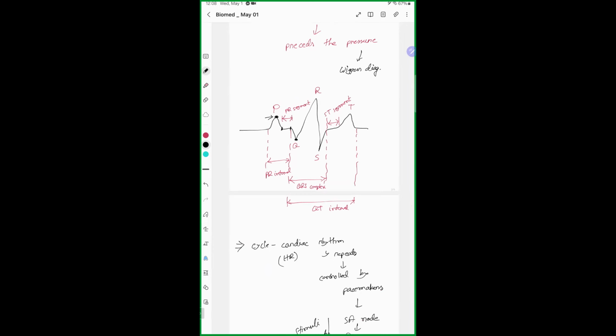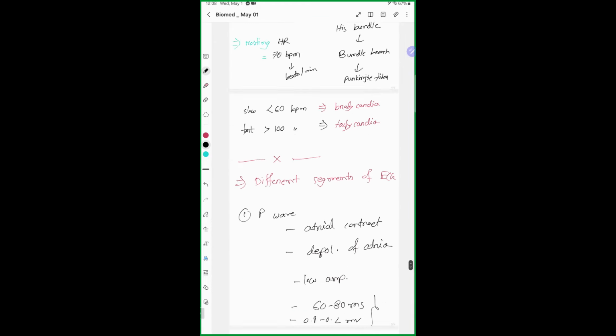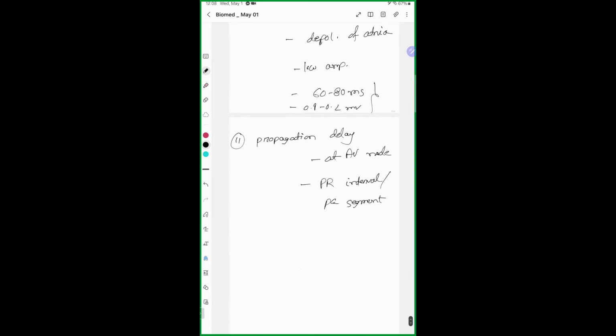Now, this delay is important because if the delay is long, that is related to some abnormalities of the heart. If the delay is small, then also there is some problem. So that's why you have to understand every part of the ECG. The PR interval and the PQ segment have a certain range. The PR interval is around 120 milliseconds. The PQ segment is like 60 to 80 milliseconds.